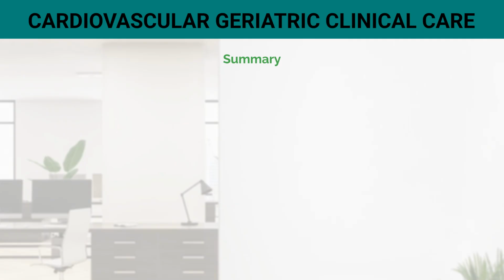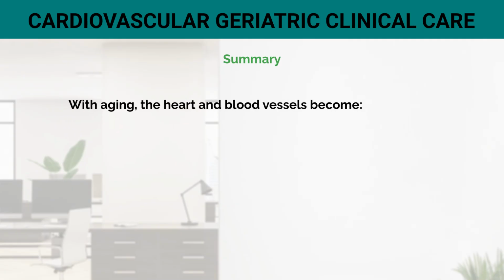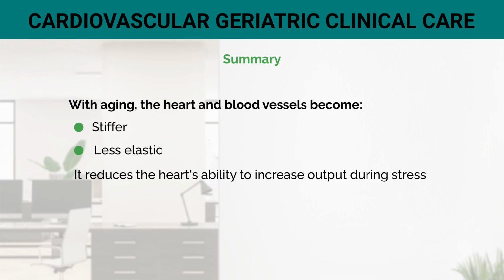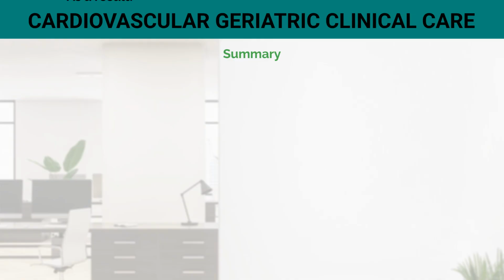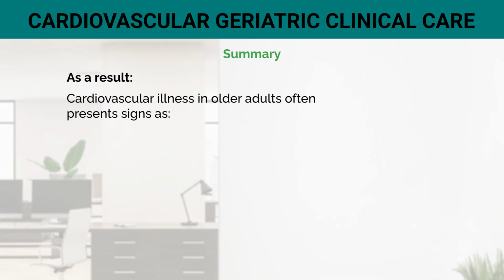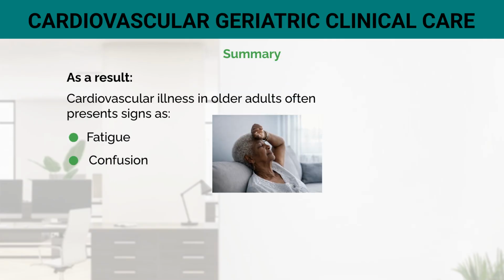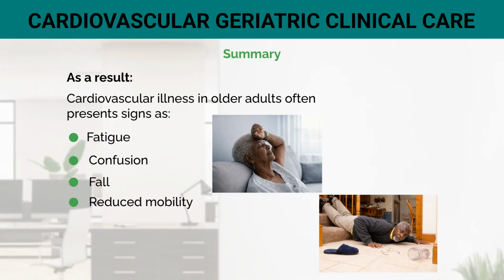In conclusion, remember, with aging, the heart and blood vessels become stiffer and less elastic, reducing the heart's ability to increase output during stress, even though resting function may appear normal. As a result, cardiovascular illness in older adults often presents with atypical signs such as fatigue, confusion, falls, reduced mobility, or shortness of breath rather than classic symptoms like chest pain.